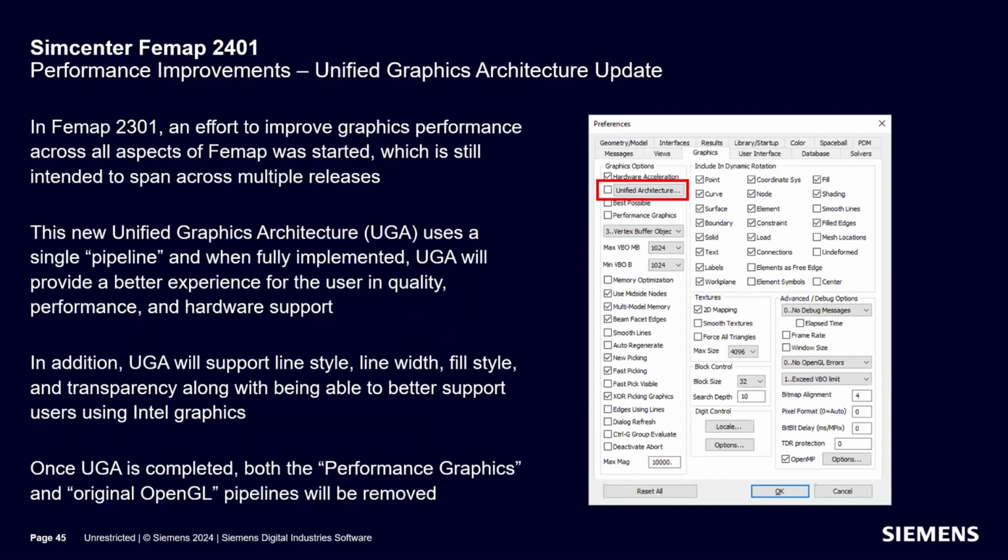Once this new unified graphics architecture is completed, it will be the single pipeline, and the other 2 will be removed. Okay, so that's the entire idea. So for 2301, that was the first implementation, and then for 2306, we got ready to add what we're going to add for 2401, and we will be adding more in 2406 and 2412, and hopefully we'll get pretty close to it being fully done by the end of the year.